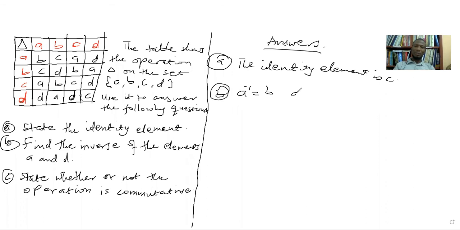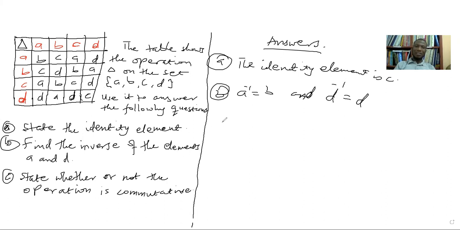And then we have to find the inverse of D too. So D delta D gives us C. That means that the inverse of D is equal to D, because D delta D gives us the identity element.